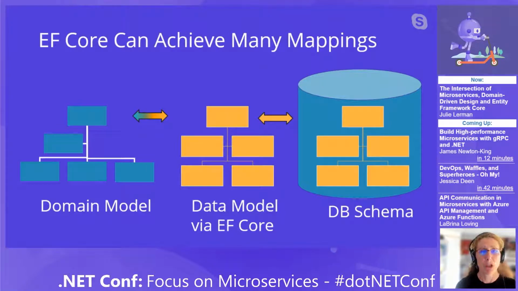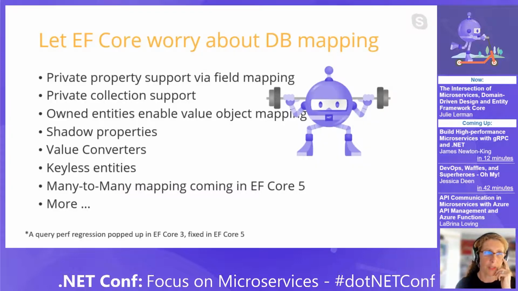We can use Entity Framework Core to define that data model that will allow us to take our domain model and make sure it gets persisted into the database. So thanks to a lot of wonderful features in EF Core, and we get more and more features that enable us to do these kinds of mappings as each iteration of EF Core comes out. So what I want to do is show you a number of different features that allow me to take my nicely designed domain model and still be able to map it into the database.